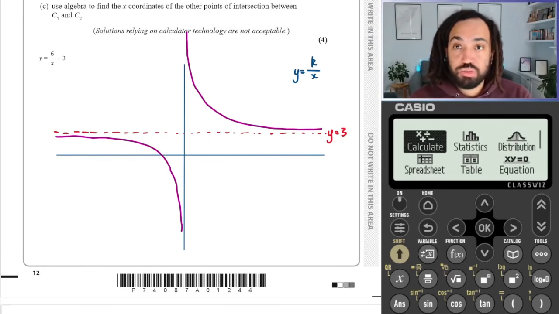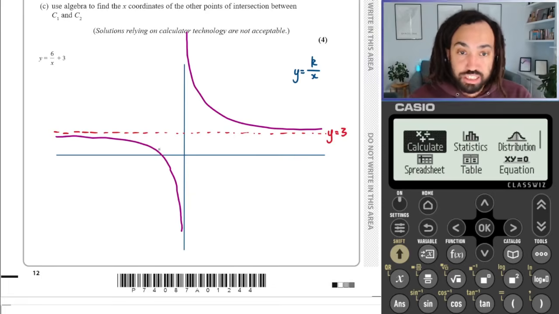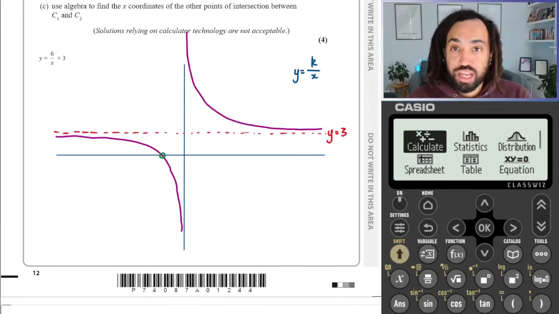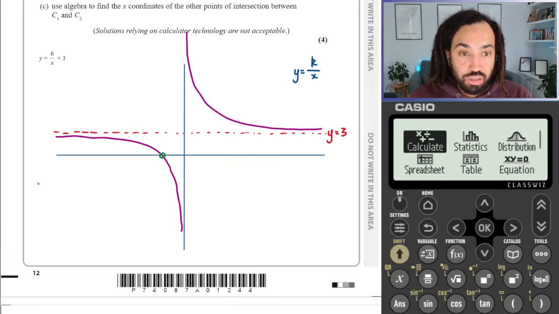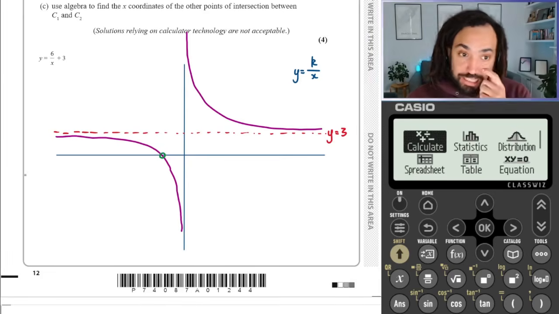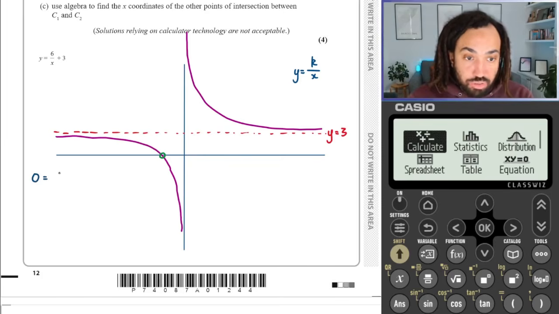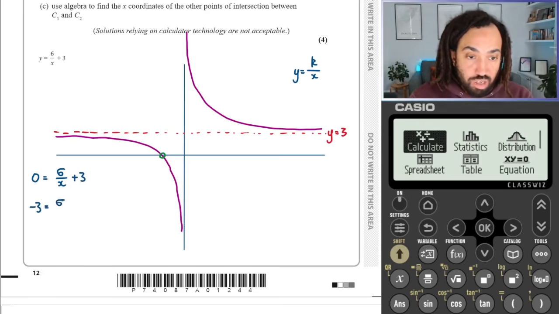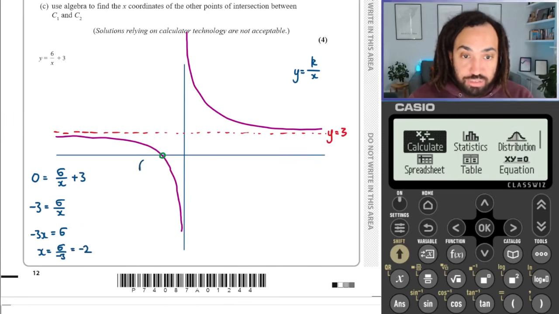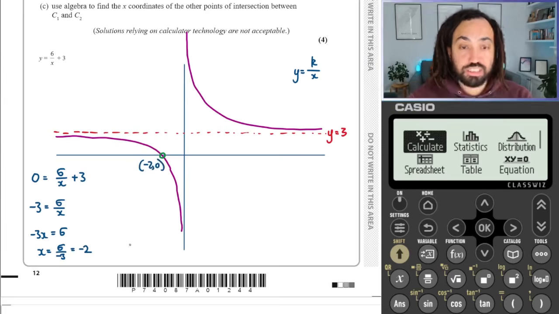Now there is one intersection, isn't there? There's one intersection right here. So where is that intersection? Well, that is intersecting the x-axis, so we set y equal to 0 in order to solve for that intersection. So we set y equal to 0, and then we minus 3 from both sides, times both sides by x, and divide both sides by minus 3. So 6 over minus 3 is minus 2. So that intersection happens at minus 2, 0.